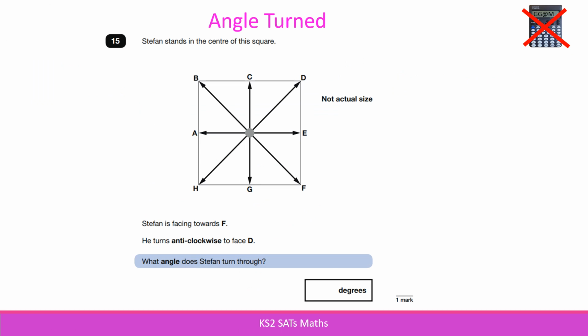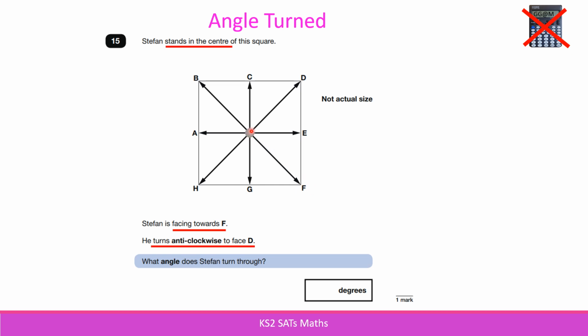This is a question on finding a missing angle and working out the angle turned. So we have got Stefan who stands in the centre of the circle. So here is the circle in the middle and this is where he's going to stand. He is facing F. So this is corner F in the bottom right hand corner. So this is where he is facing. He stood in the middle looking at F.